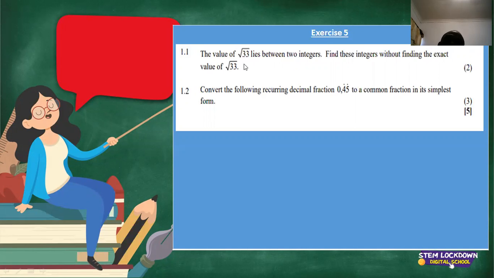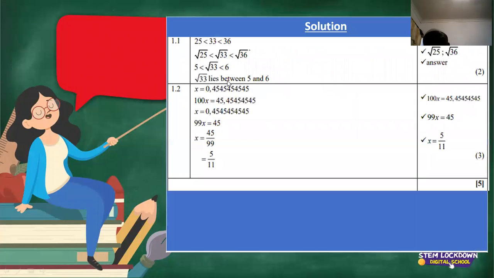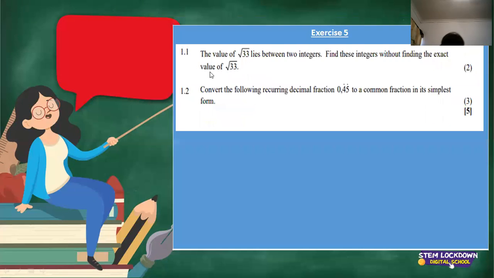So the square root of 33 is between the square root of 25 and the square root of 36. The square root of 25 is 5 and the square root of 36 is 6. So basically, root of 33 is between 5 and 6, because 33 is between 25 and 36. So that means root 33 is between integers 5 and 6. I hope you understand that there.